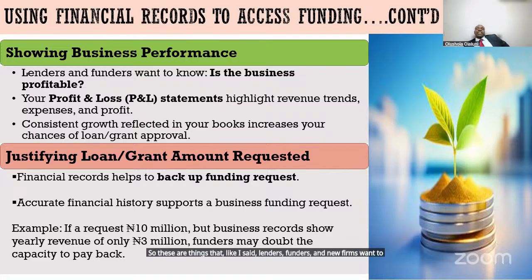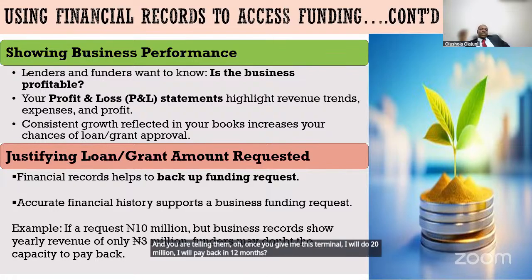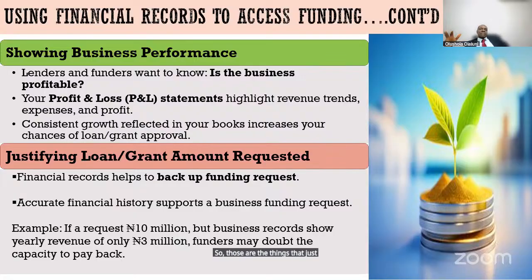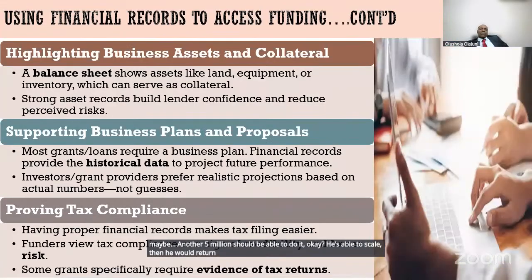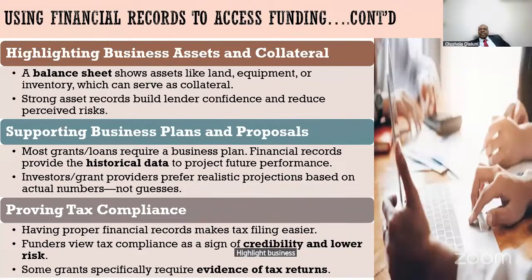It also justifies the loan. You can't say you want 10 million, and in the last 5 years, your revenue has been 3 million. And you are telling them, oh, once you give me this 10 million, I will do 20 million, I'll pay back in 12 months. And the records will tell them, oh, 3 million. In the last 5 years, you're averaging 3 million. So those are the things that justify it: okay, if you give him maybe another 5 million, he should be able to do it. If he's able to scale, then he will return this money on time. So those are the things that you need to do. Highlight business assets and collateral, all those things. Your balance sheet will show all the things you own.